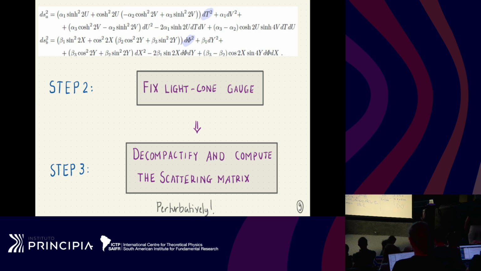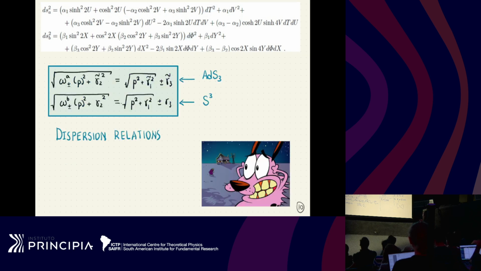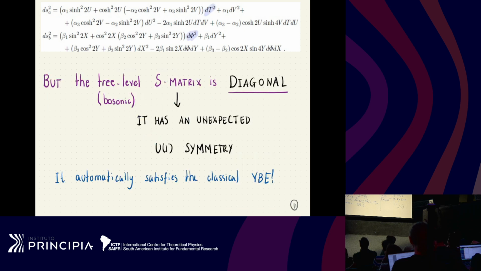So we take the radius of the cylinder to infinity. We can define asymptotic states and compute the S-matrix perturbatively. What we did was compute the tree-level S-matrix. And well, this looks ugly. The dispersion relations are not great, so we expected some kind of very bad results. But in the end, we had a very big surprise: the S-matrix is diagonal. The tree-level S-matrix is actually diagonal.